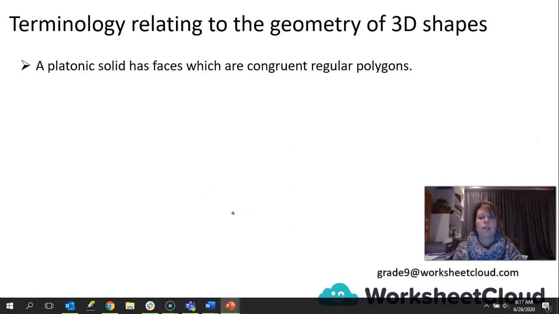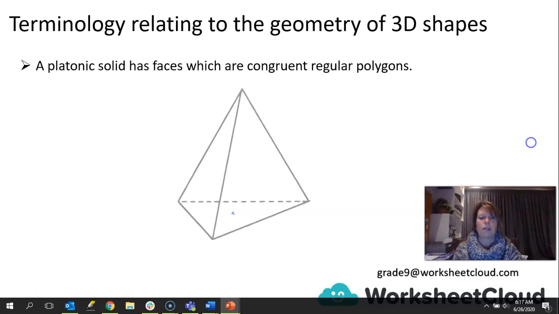Right, the last one: a platonic solid has faces which are congruent regular polygons. So there we go, that is a platonic solid. All the shapes are exactly the same, so they're the same size and the same shape. In this case, we could either call this a tetrahedron or we could call this a triangular-based pyramid.